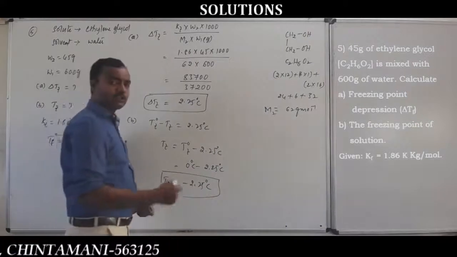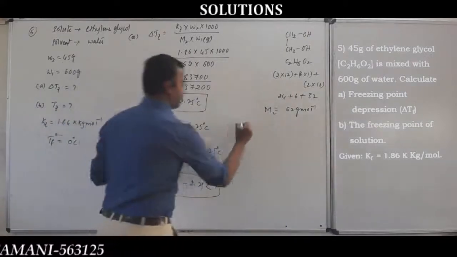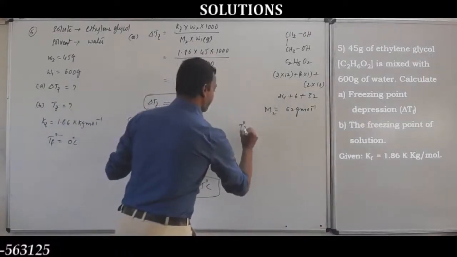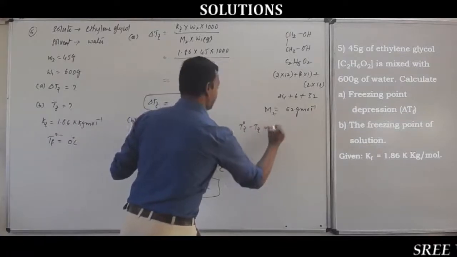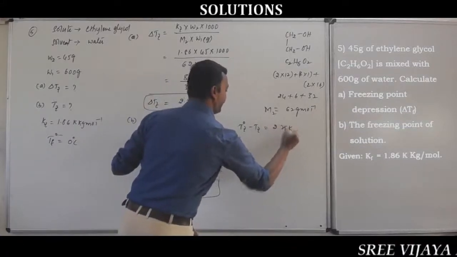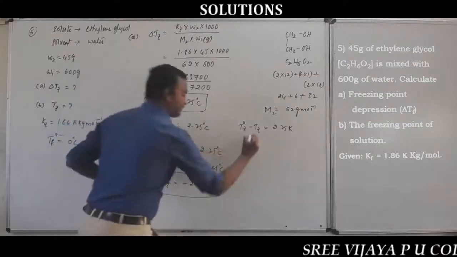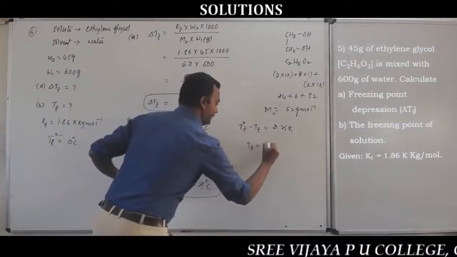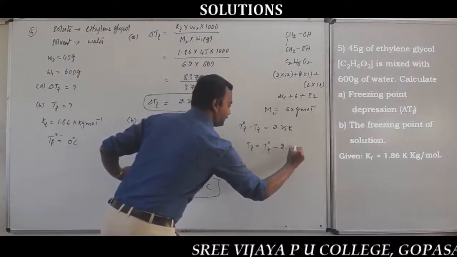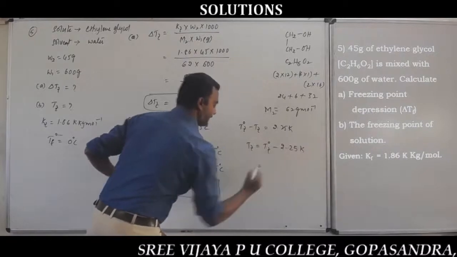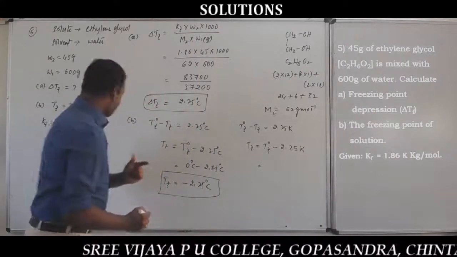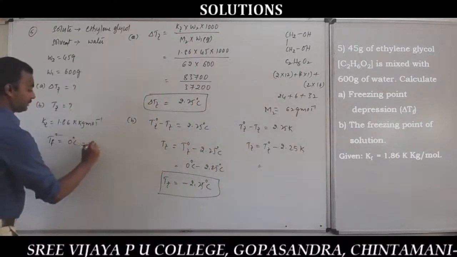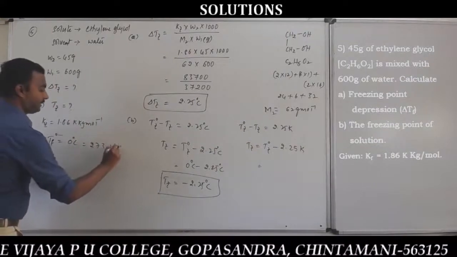Then we also need it in Kelvin. So, in Kelvin, T naught F minus TF is equal to 2.25 Kelvin. So TF is equal to T naught F minus 2.25 Kelvin. Here 0 degrees Celsius is nothing but 273.15 Kelvin.